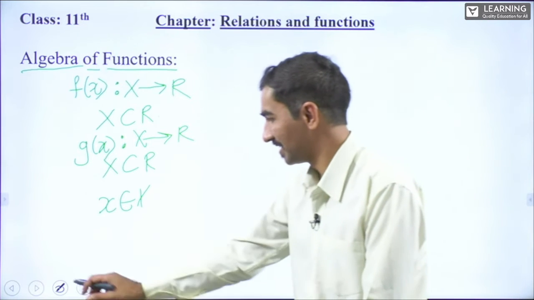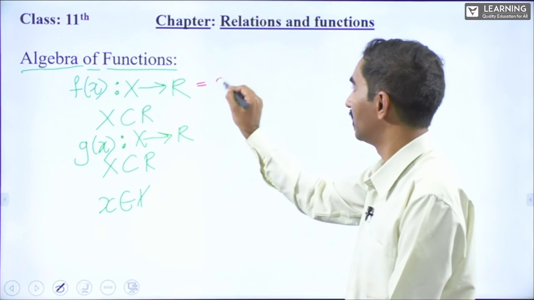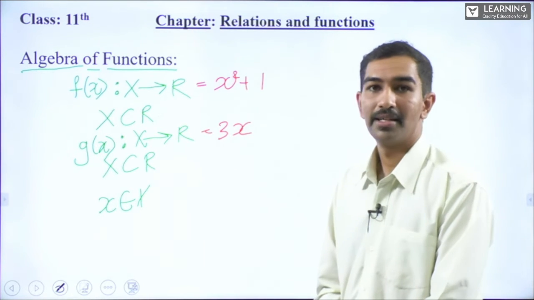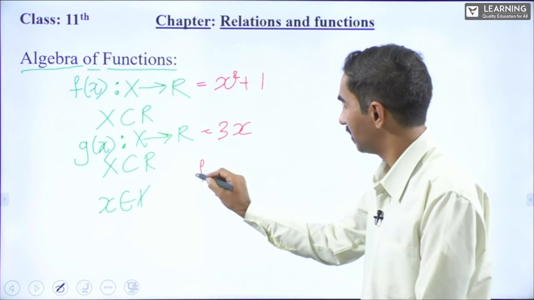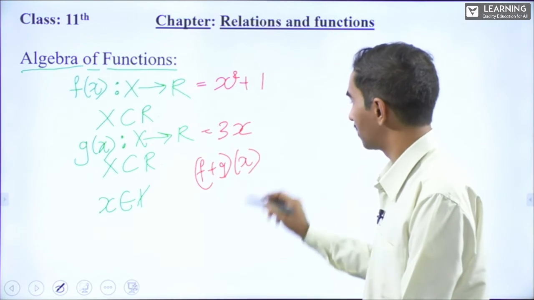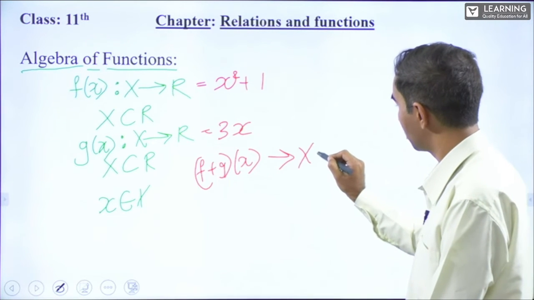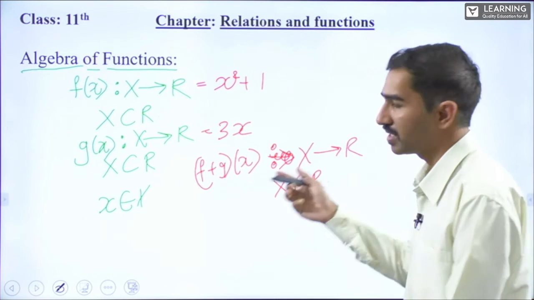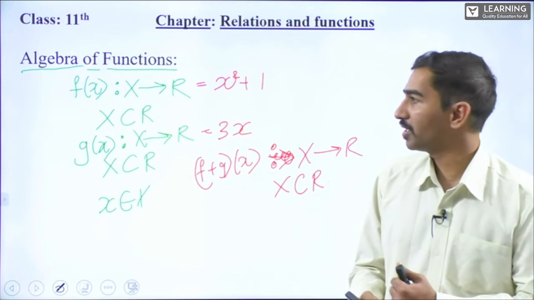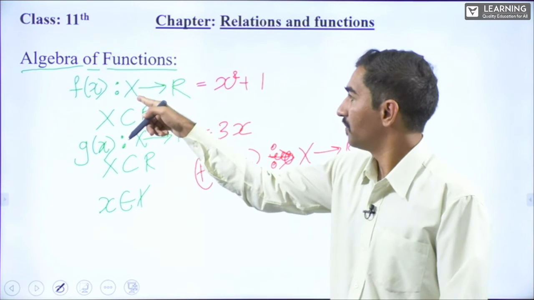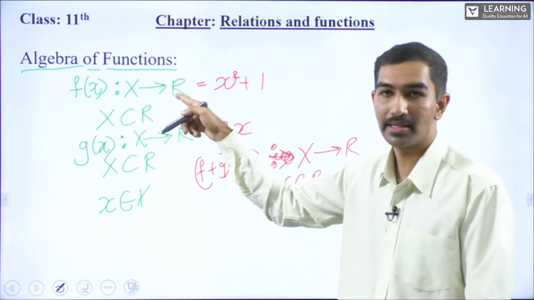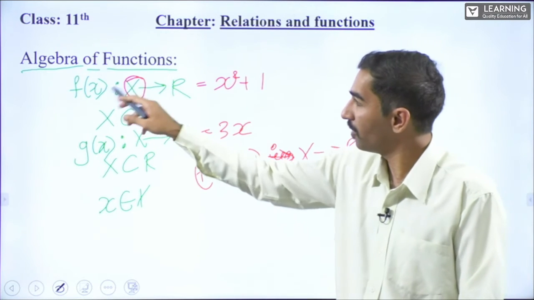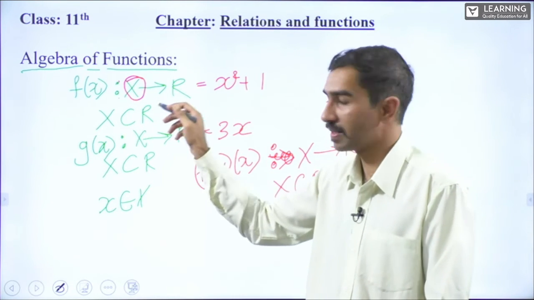Understanding? You'll understand it. See this. Let us assume one function f of x is equal to x square plus 1, and g of x is equal to 3x. Now, how do we add these functions? f plus g of x is given by, such that X to R, where X is a subset of R. What is R, students? R is the set of real numbers. What is X? X is a subset of R. If we are inputting x, the domain is X, and the output we are getting is real numbers, which means the input is also real, right? That is why we are writing X is a subset of R.